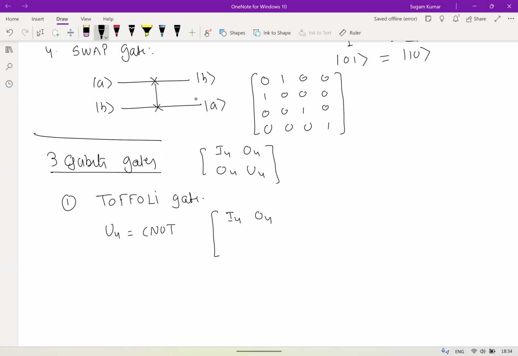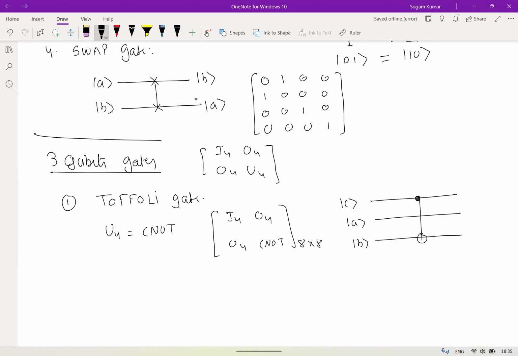So this is going to be I4, O4, O4, and this is going to be a C-NOT. And this is an 8 cross 8 matrix. You can write it down yourself. But the symbol is this one. Now this is a 3-qubit gate. So you have an A, then a B, and then a C. Or maybe it is better to use it this way: this is called C, this is called A, this is called B. So there is a node here, and then this symbol.